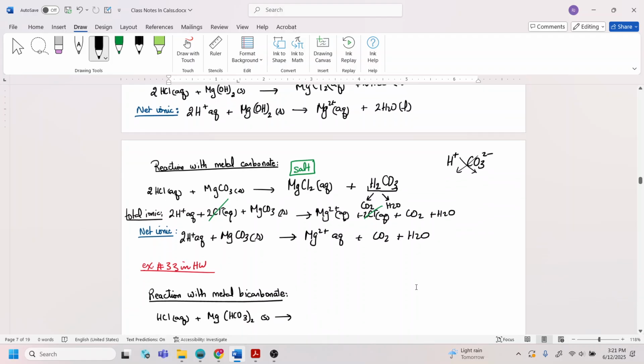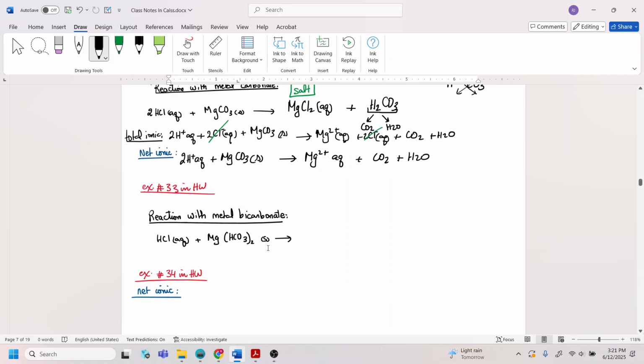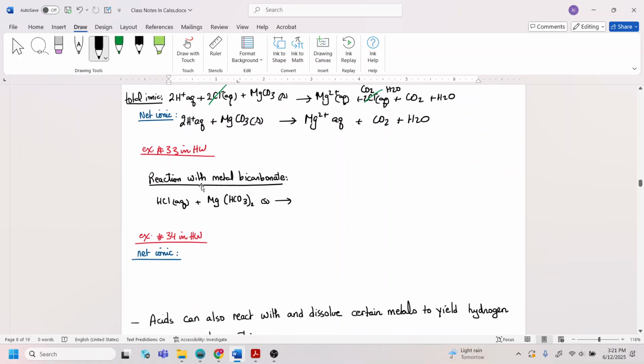This is the balanced chemical equation. This is going to be the net ionic equation for the reaction of HCl with metal carbonate. The last one is the reaction with the metal bicarbonate. We use the term bi whenever you have a hydrogen in there. So it's called metal bicarbonate. So here we have magnesium bicarbonate. I'm reacting HCl with magnesium bicarbonate.